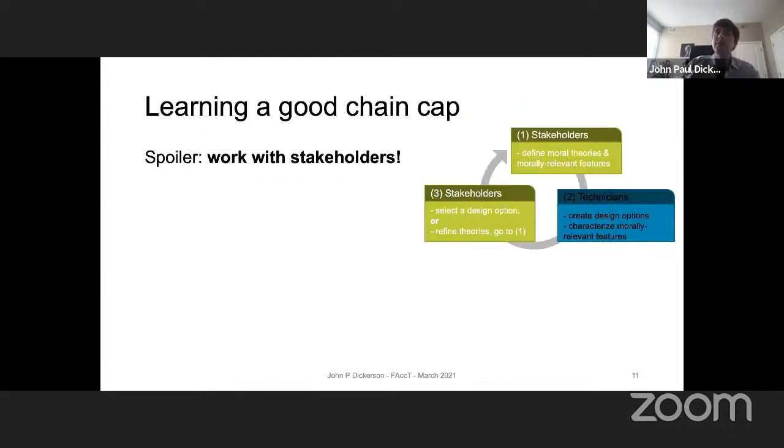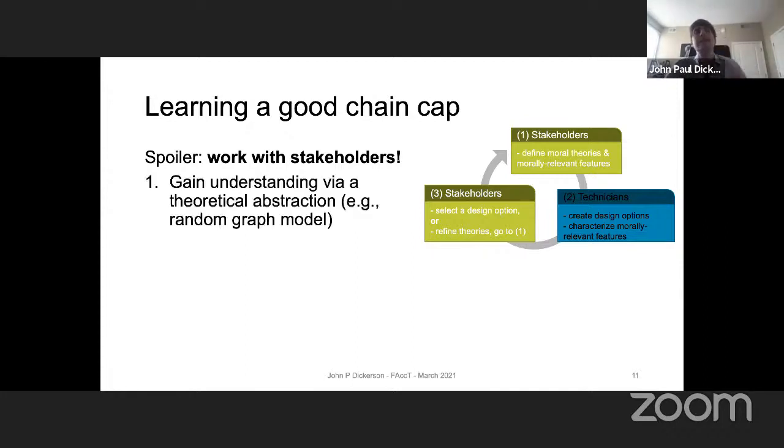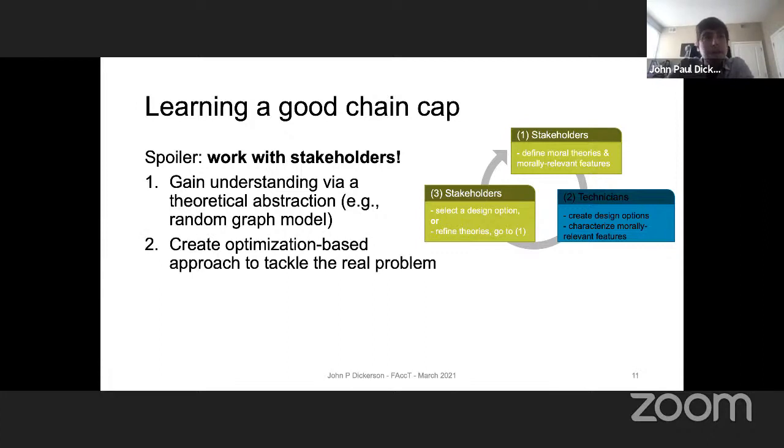Now, obviously, there's this feedback loop between stakeholders and technicians as we spec out the project, right? So the spoiler here for this entire talk, and in fact, this entire tutorial, is to work with stakeholders. In our case, we gained an understanding of the problem from the stakeholders. We thought about this from a theoretical point of view. So we used random graph models. We used sort of your standard data mining approaches to gain an understanding on the theory side. We then created a very realistic optimization-based approach to tackling the problem.